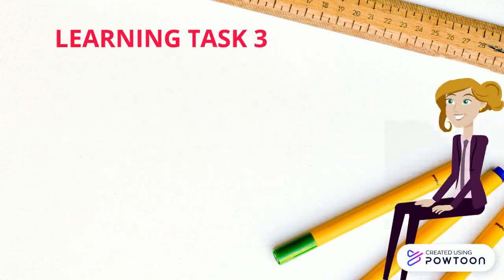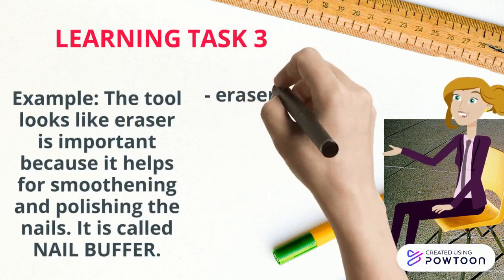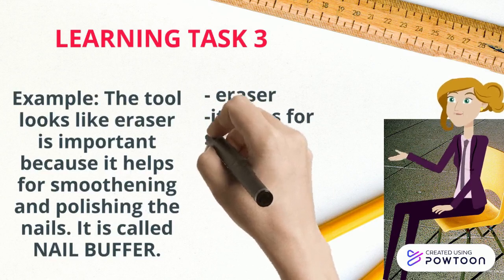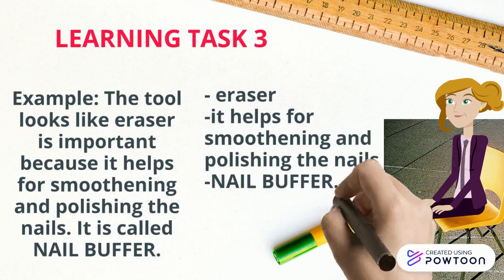Meaning, you will have 3 points for each number. The answers for the given example are eraser, another is for smoothing and polishing the nail, and nail buffer. That is 3 points.